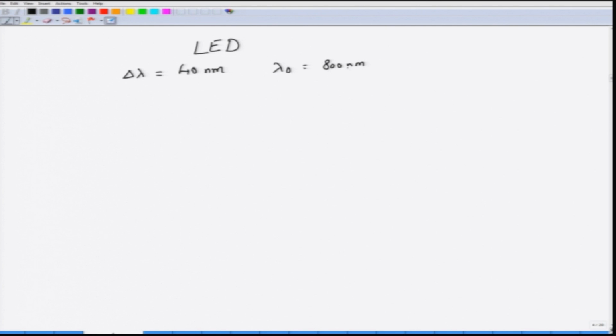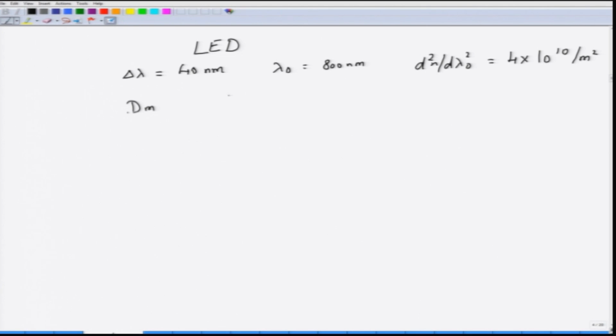So lambda 0 is 800 nanometer, delta lambda is 40 nanometer, and someone has measured this quantity d square n by d lambda 0 square, and they have given us this value of 4 into 10 to the power 10 per meter square. I hope the units of per meter square is evident because n does not carry any units, lambda carries a units of meter. So this one is 1 by meter square. Now can you calculate what is dm?